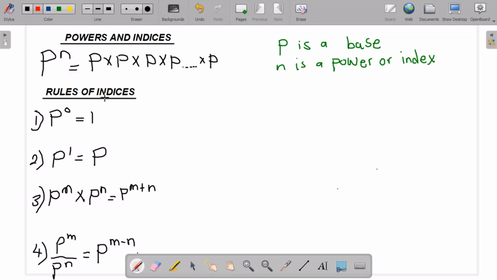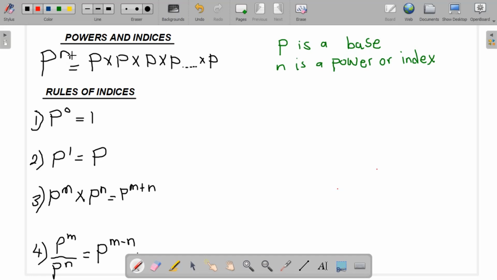Welcome to this video. In this video we're talking about powers and indices. If we're talking about powers and indices, we have to know that there's a certain situation where it is required that a number is multiplied by itself a number of times.